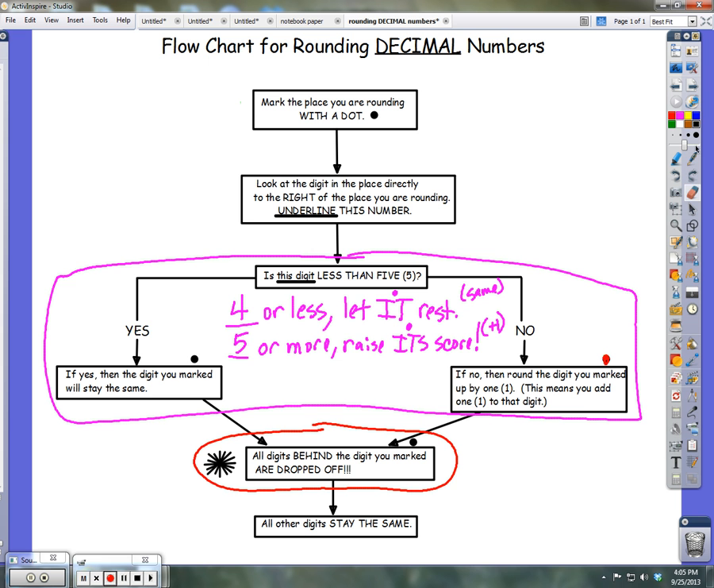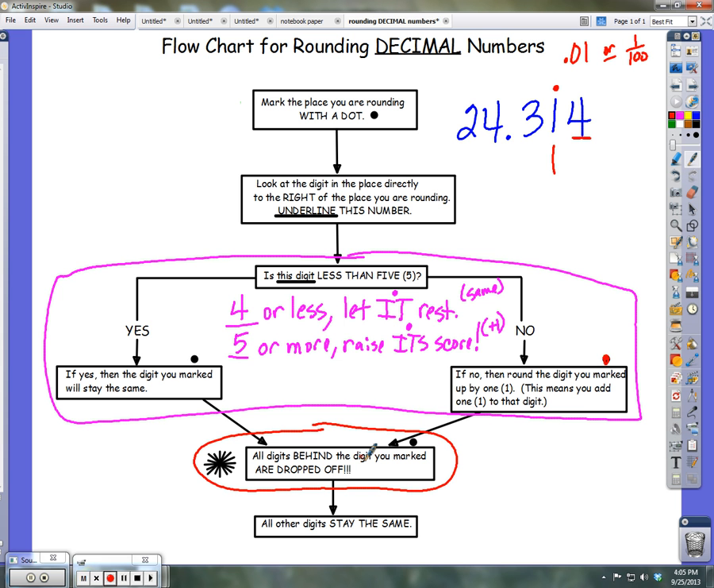Let's take the decimal number 24 and 314 thousandths, and we're going to round this one to the nearest hundredths place. So mark the place you're rounding with a dot. The 1 is in the hundredths place. Underline the digit to the right. Now the underlined digit, is it 4 or less? Yes, it is, so we will let it rest. The 1 will stay the same.